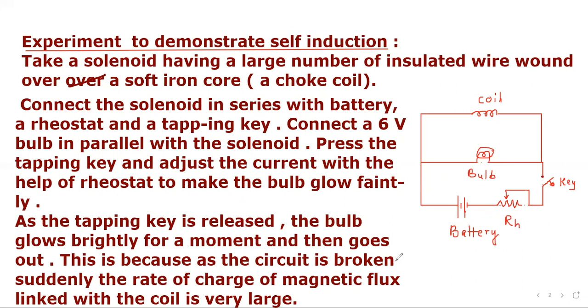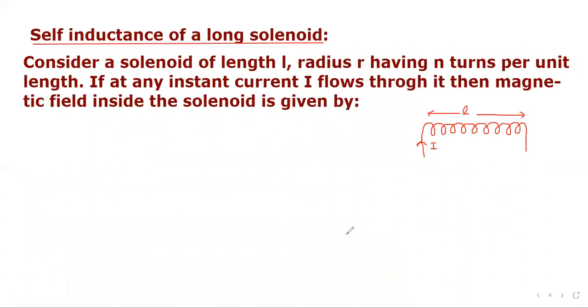This is because as the circuit is broken, suddenly the rate of change of magnetic flux linked with the coil is very large, and hence large self-induced EMF and current are produced in the coil, which makes the bulb glow brightly for a moment. This demonstrates the concept of self-induction. Now, let's derive the coefficient of self-inductance of a long solenoid.